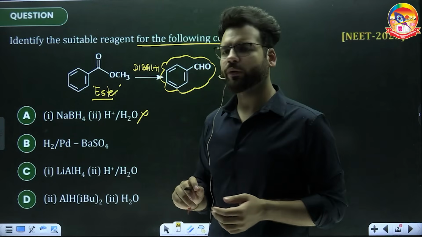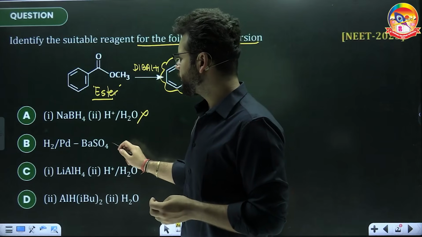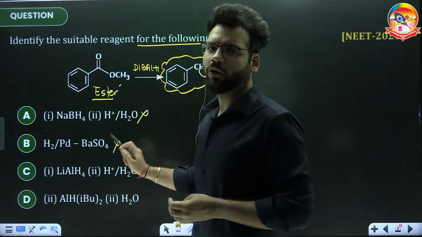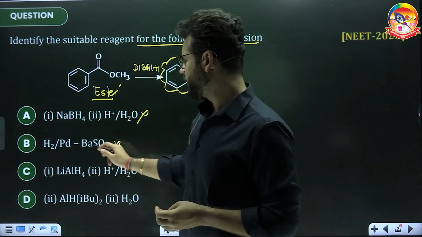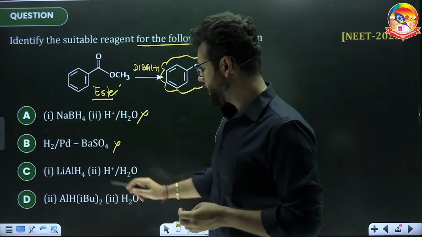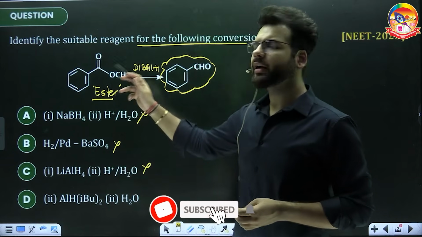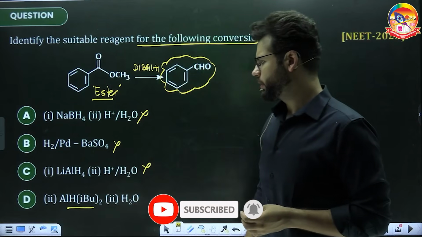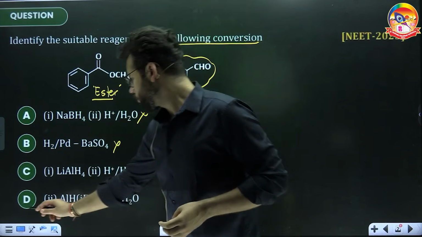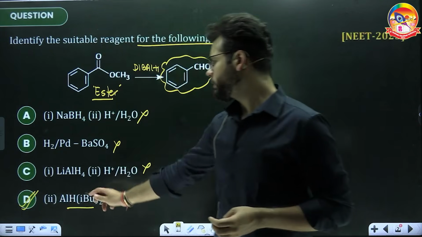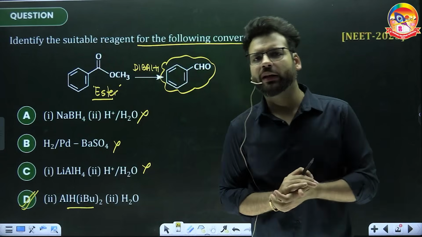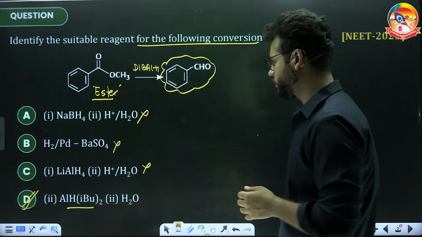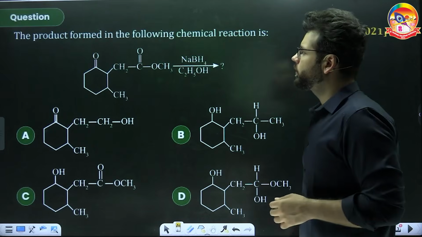NaBH4 will not work for acid derivatives. Hydrogen palladium will work, but it will send it to alcohol directly, not in the presence of BaSO4 obviously. LiAlH4 will work, but it will send it directly to alcohol. Yes, this is DIBAL-H, diisobutyl aluminium hydride. It will work in the presence of water, where water is a solvent here. Moving on to the next one.